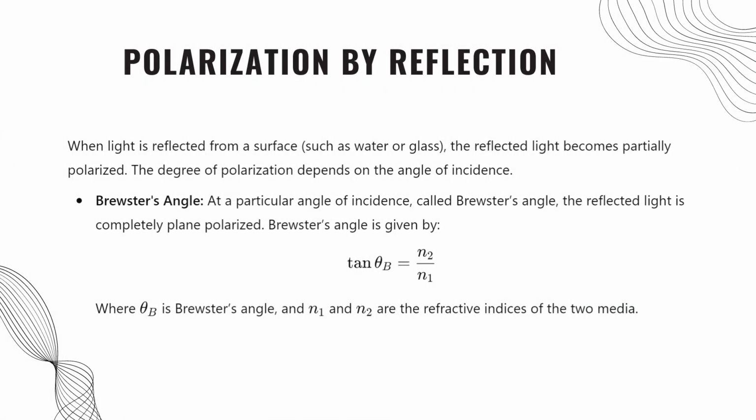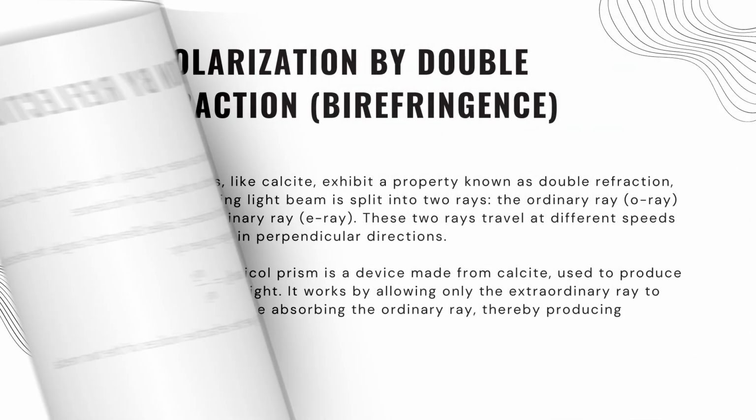Polarization by reflection. When light is reflected from a surface, such as water or glass, the reflected light becomes partially polarized. The degree of polarization depends on the angle of incidence. Brewster's angle. At a particular angle of incidence, called Brewster's angle, the reflected light is completely plane polarized.